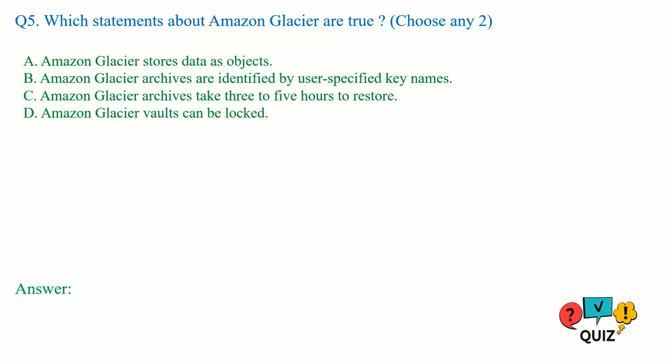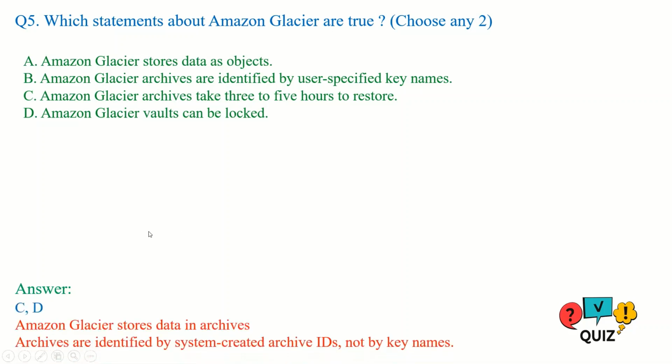A cannot be it, because Amazon Glacier will not store data as objects, right? We just discussed. It will store data as archives. So it cannot be A. Then B and D. Okay. Why not C? It will not take that much time, 3 to 4 or 5 hours. Okay, we'll check. The answer is C and D.